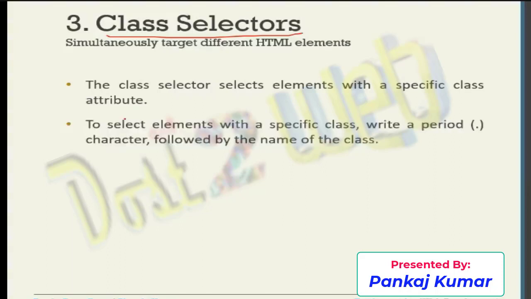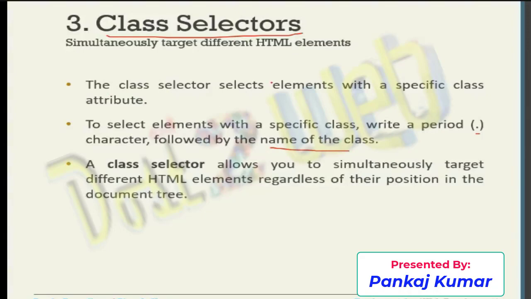To select the element with a specific class, we have to use the dot symbol, that is, the period symbol. As we have seen in the universal selector, where you use the star symbol, the same way, when you define the class selector, you use the dot symbol, and then follow it with the name of the class.